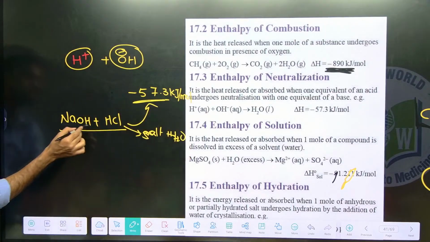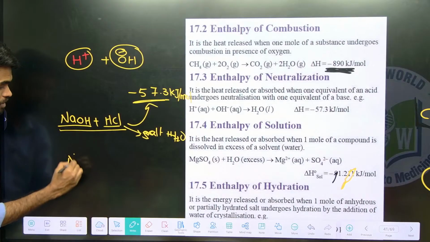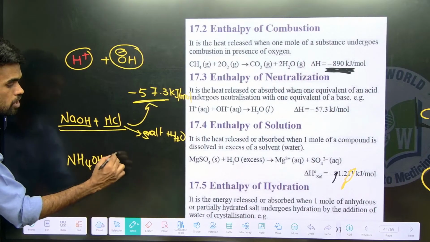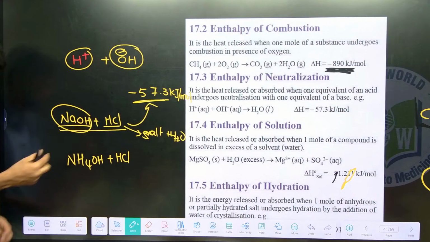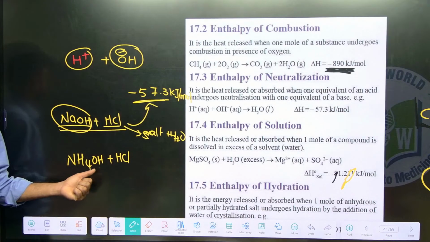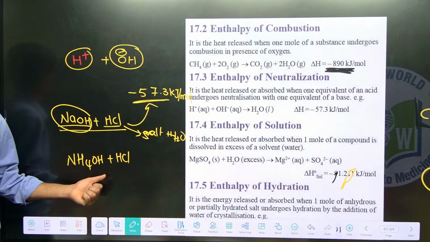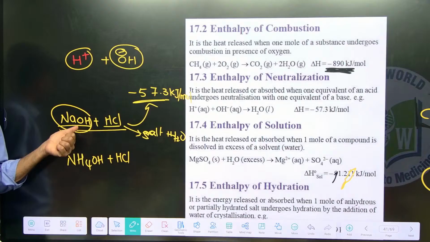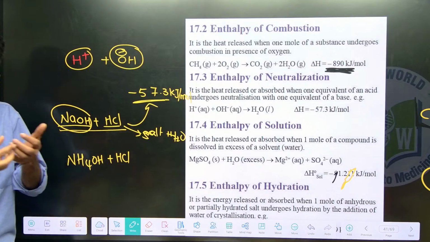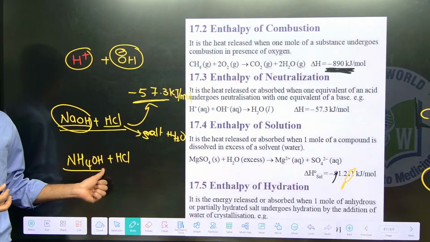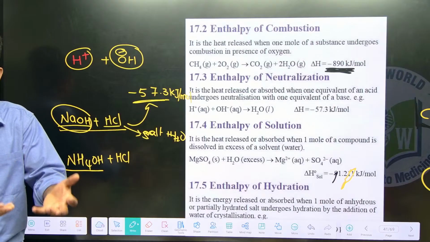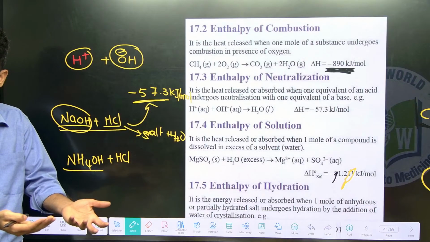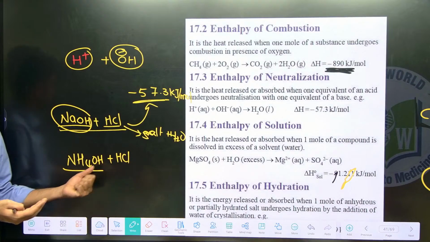Now instead of taking a strong acid and a strong base, I am taking one weak base plus a strong acid. Will the same amount of energy be released? No. Why not? Because NaOH releases OH ion easily, but NH4OH is a weak base, so it won't give OH minus like NaOH. That's why some amount of energy is utilized. Instead of releasing 57.3, the amount of energy released might be 54 or 55, depending upon what type of acid or base you are using.